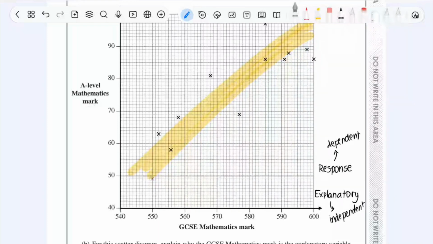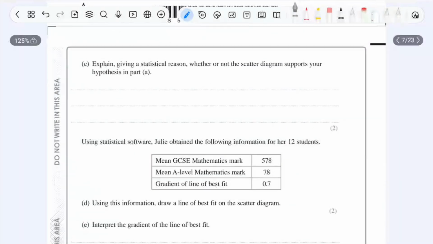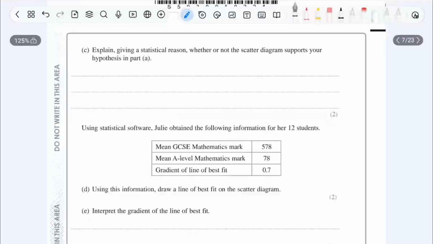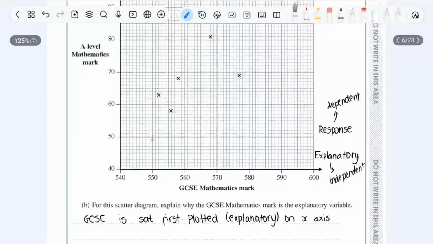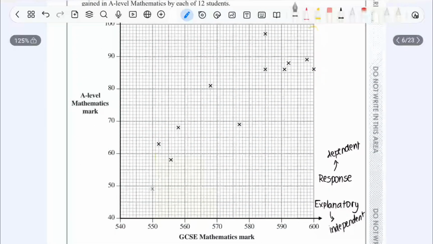I need to just grab this out real quick. And because of that, well, we can see that our hypothesis is supported. Because as you can see, those with a lower mark in GCSE tended to get a lower mark in A-level maths, and the positive gradient or the positive correlation has shown that as you get a higher GCSE mark, you're more likely to get a better A-level mark.